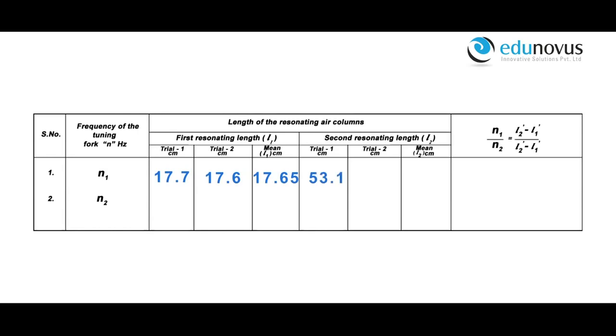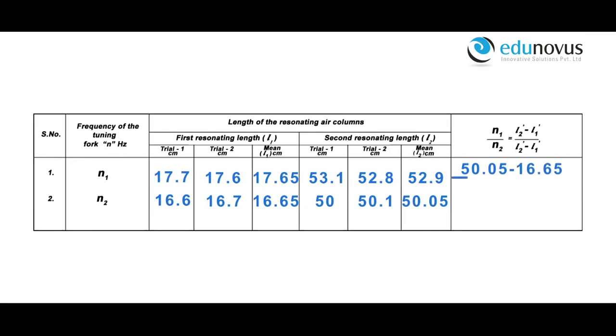For a tuning fork of N1 frequency, first resonating length trial 1 is 17.7, trial 2 is 17.6, and the mean of the two trials is 17.65. For the second resonating length, trial 1 is 53.1, trial 2 is 52.8. The mean of these two trials is 52.9. Similarly, for a tuning fork of frequency N2 are as follows. Therefore, the value of N1 by N2 is equal to 0.94.